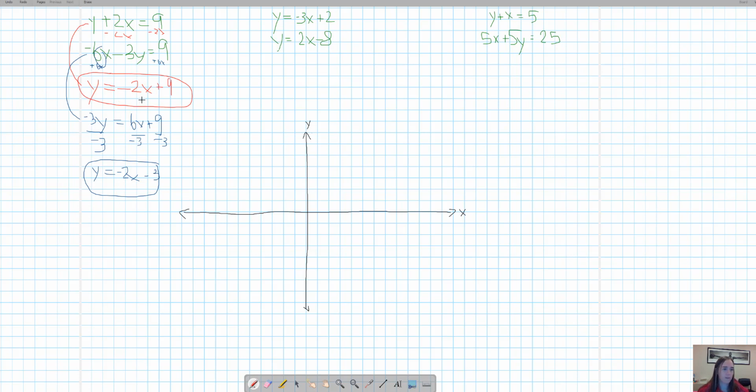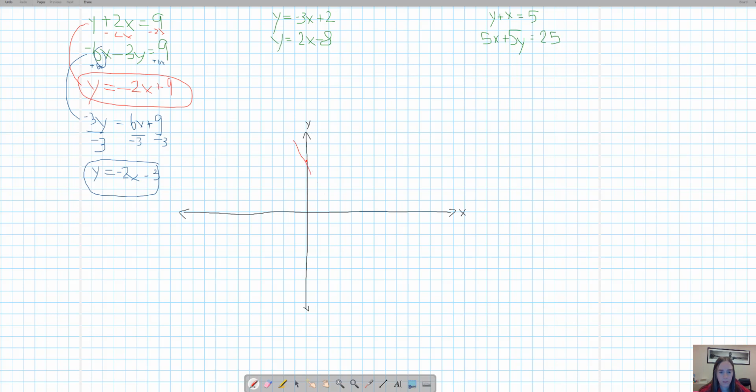So if I graph these, with negative 2x plus 9, I'm going to go up 9. 1, 2, 3, 4, 5. Maybe I'll do it by 2s. So 2, 4, 6, 8. So 9 would be right here. And then go down 2 and to the right 1, down 2 and to the right 1, down 2 and to the right 1. Now my line may not be very straight. We're going to see how this goes.